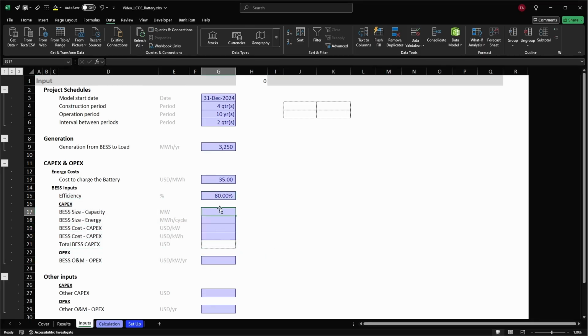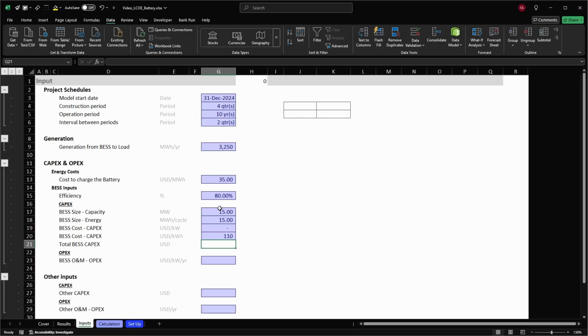Now we have the capex and the opex. What we're going to say here is that our system has 15 megawatts and 15 megawatt hours per cycle. So it's a 1 hour battery system. We're going to leave the cost of the capex on a per kilowatt basis as 0. And I'm going to say that the cost of the battery per kilowatt hour is going to be $110 per kilowatt hour. All right. So now we have to calculate what is the total cost of this battery system.